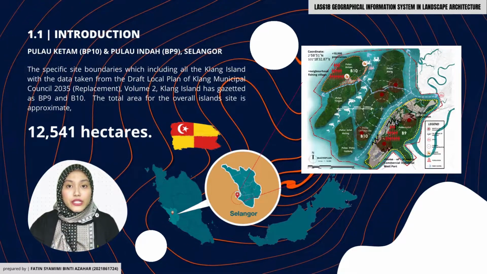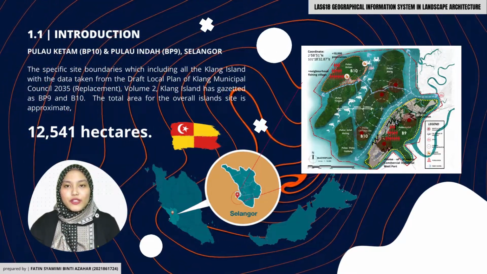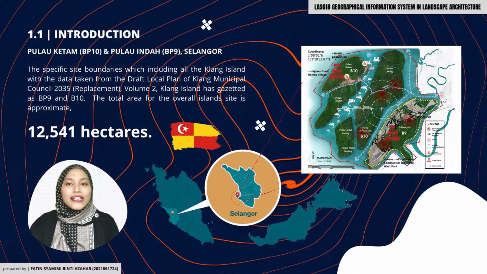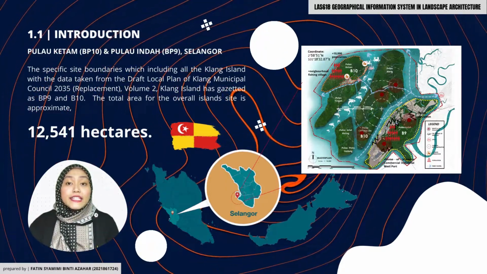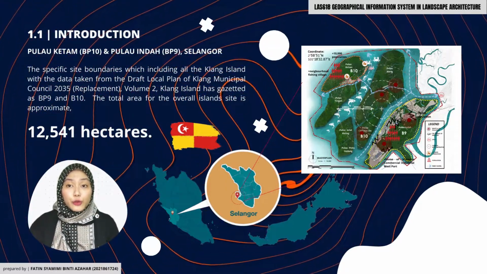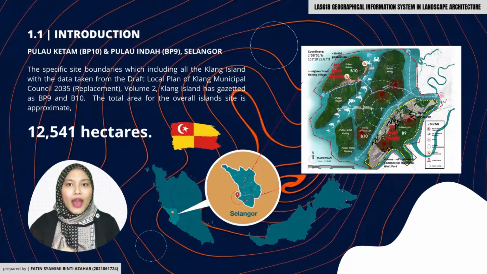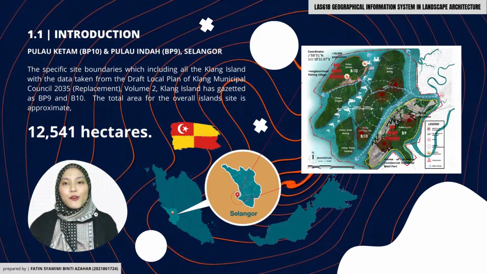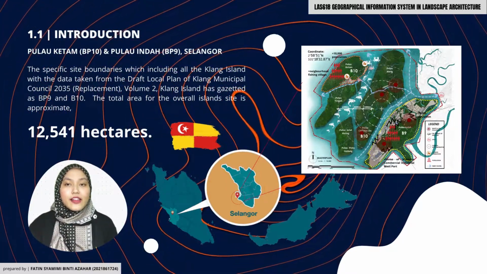The site issues that we chose are air pollution and waste pollution. For information, Pulau Ketam, with 10,000 population, is formerly known as a neighborhood fishing village. Meanwhile, Pulau Indah is a famous home of Malaysia's commercial industrial West Port.